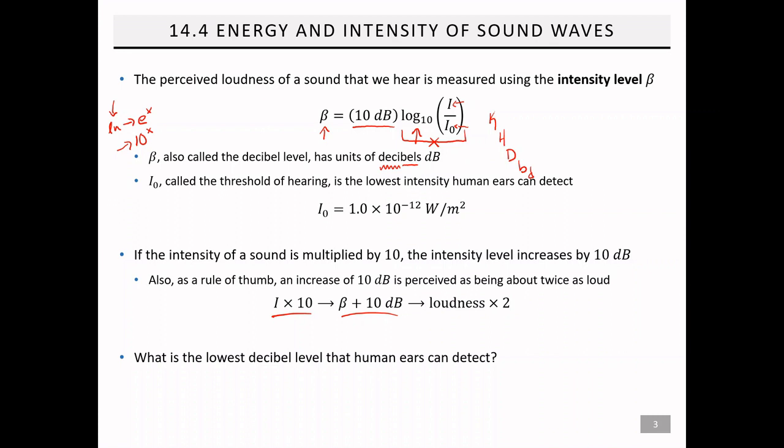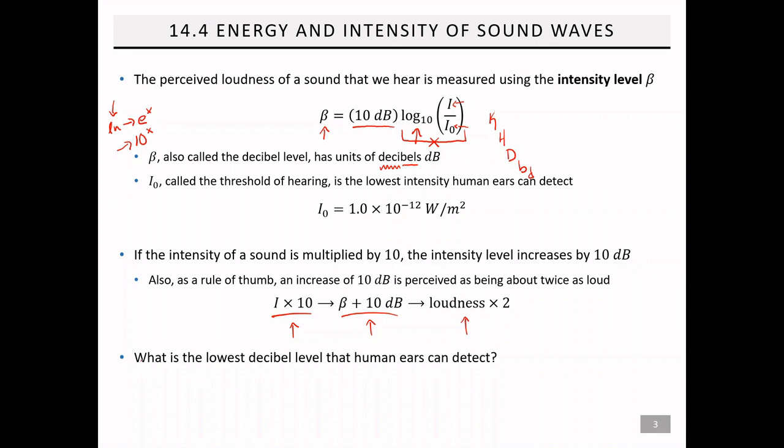So also I have here as a rule of thumb, if a sound increases by 10 decibels, then humans typically perceive this sound to be about twice as loud. Hearing is very much based in human perception, and oftentimes it's hard to capture this in a mathematical equation, but this is the rule of thumb we use. Every time a sound goes up by 10 decibels, you're going to hear it as roughly twice as loud. And so this is the correspondence we use here. I times 10 corresponds to beta plus 10, corresponds to loudness times 2.